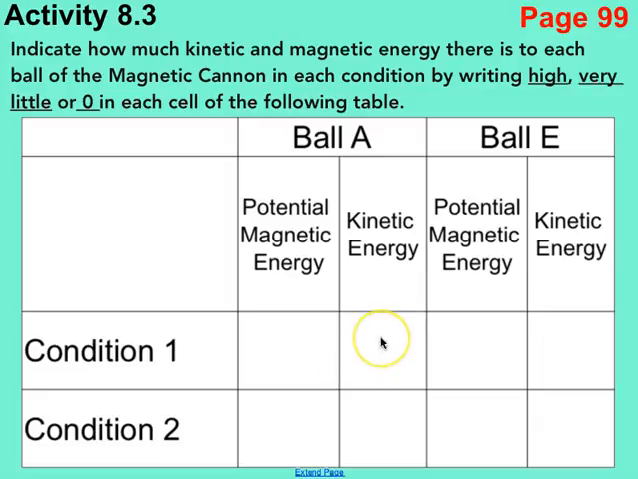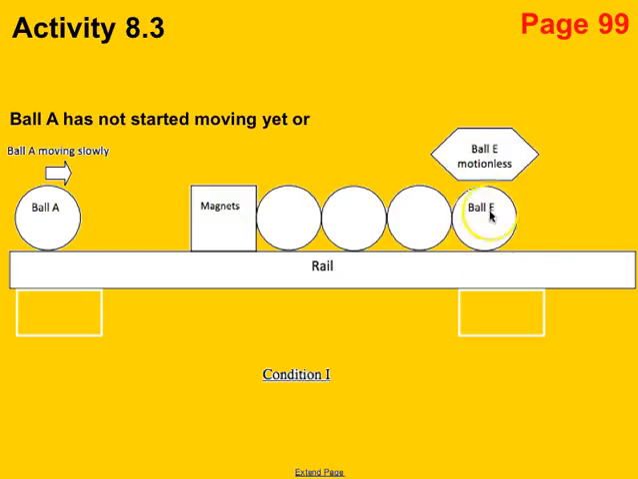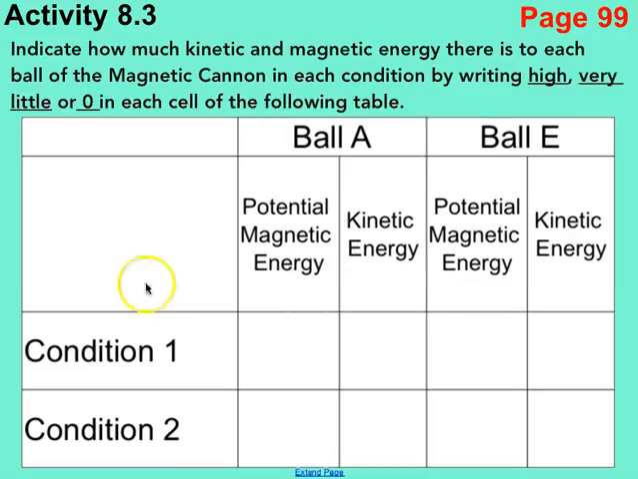How about kinetic energy? And then when we look at ball E right here, in condition 1, is it going to have potential magnetic energy? Is it going to be high, very little, or 0? And then how about kinetic energy? Go ahead, pause the video and answer those questions.